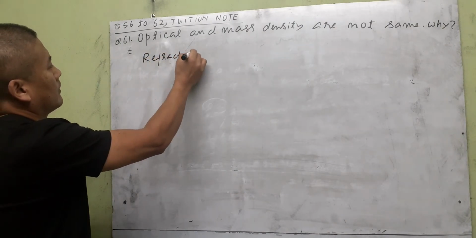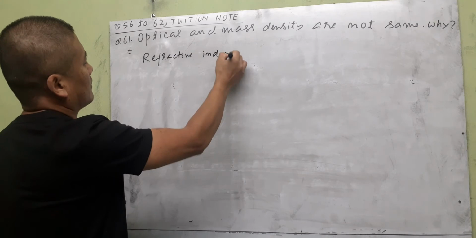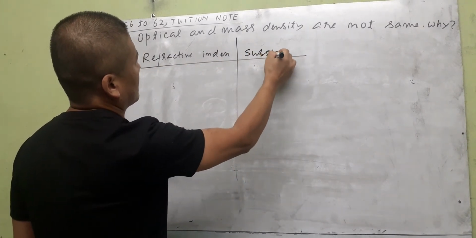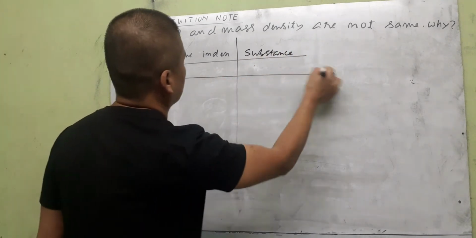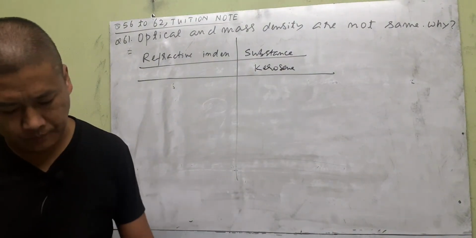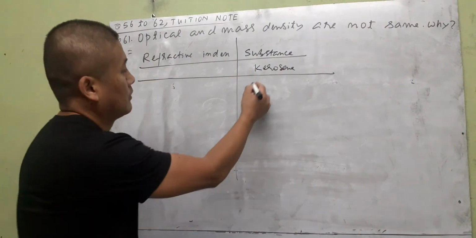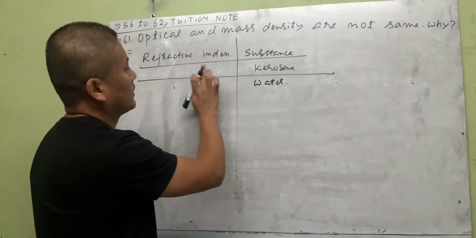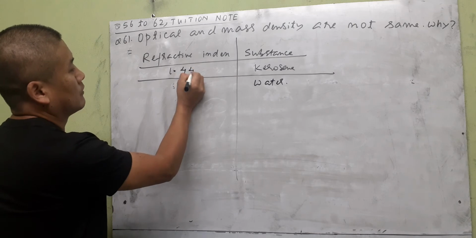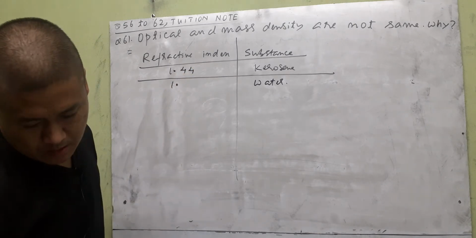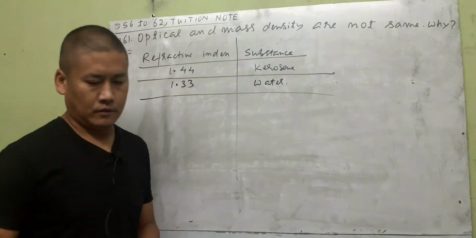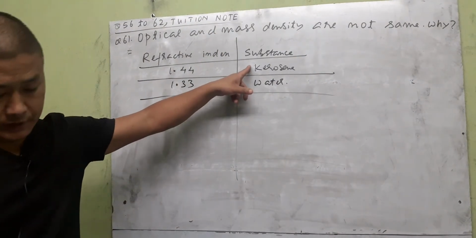Refractive index of some substances, kerosene and water. When you compare these two, the refractive index of kerosene is 1.44, water is 1.33. So water has lower refractive index, so it will be optically rarer and kerosene will be optically denser.